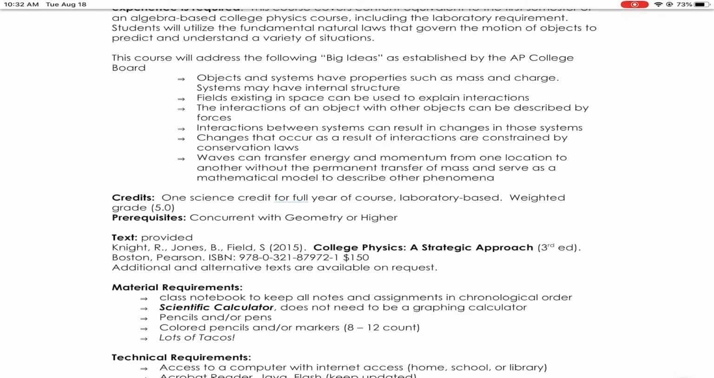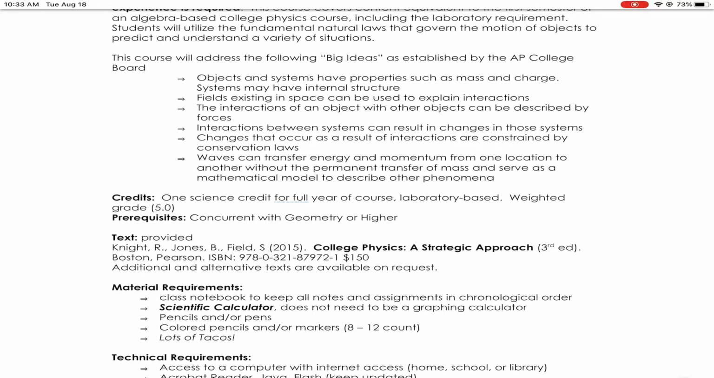Waves can transfer energy and momentum from one location to another without the permanent transfer of mass and serve as a mathematical model to describe another phenomena. That might not mean a lot to you right now. The big takeaway from that is we're going to look at how things move and how they interact with each other and figure out a good scientific and mathematical way of explaining them.